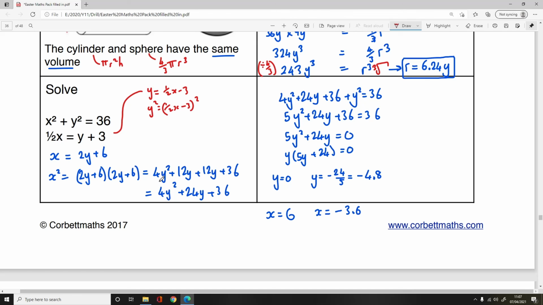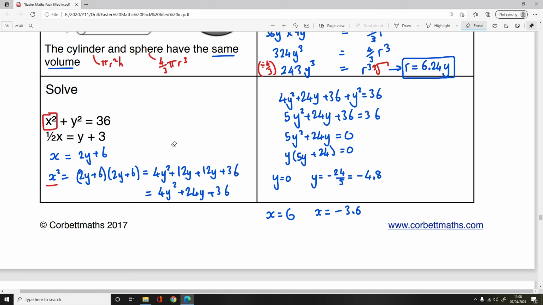So I squared that. 4y squared, 12y, 12y, 36. Add the two 12y's together to get 24y. And then, because I know that's what x squared is, I can put it into the equation. So instead of saying x squared plus y squared, I could say what I'd worked out x squared was: 4y squared plus 24y plus 36 plus y squared equals 36.